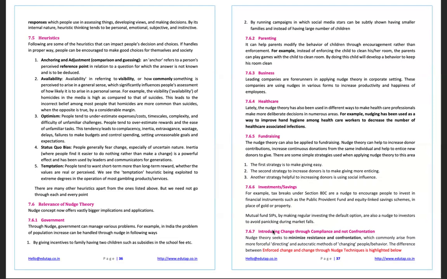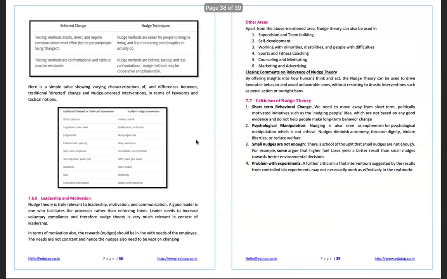Introducing change through compliance and not confrontation. Nudge theory seeks to minimize resistance and confrontation, which commonly arise from more forceful directing and autocratic methods of changing people या behavior. So the difference between enforced change and change through nudge technique is highlighted below. Enforced change: methods are drastic, direct, and require a conscious, determined effort. Nudge में क्या है? Nudge methods are easier for people to imagine doing and less threatening and disruptive to actually do. Forcing methods are confrontational and liable to provoke resistance.